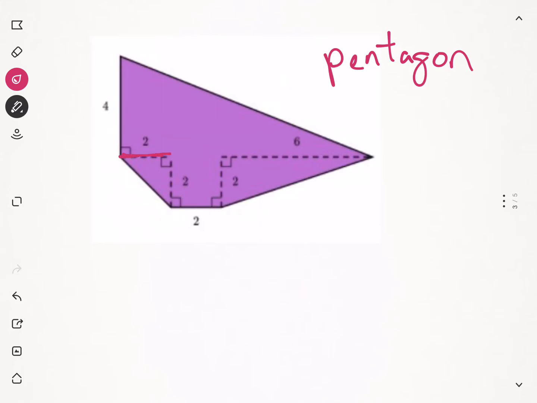We have a triangle here with a base and a height of 2 and 2. So I'm going to color this in red. So the area of that triangle is 2 times 2, which is 4 divided by 2, because we always divide by 2 for triangles. 4 divided by 2 is 2. So that's the area of this triangle.